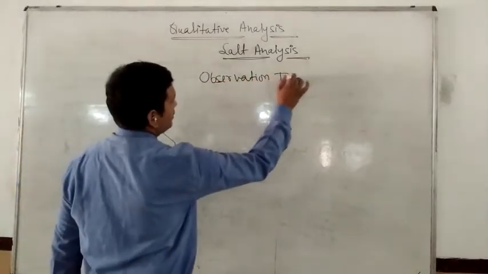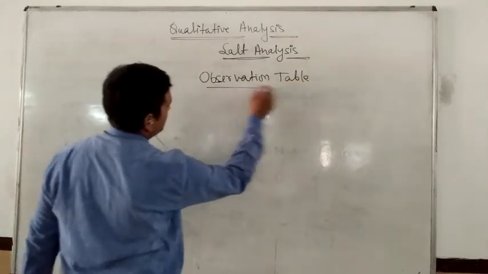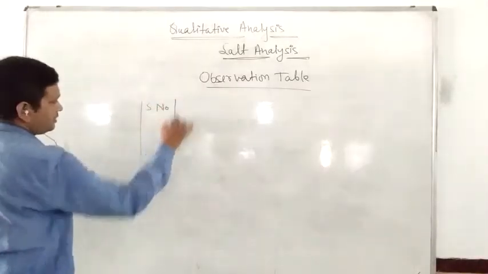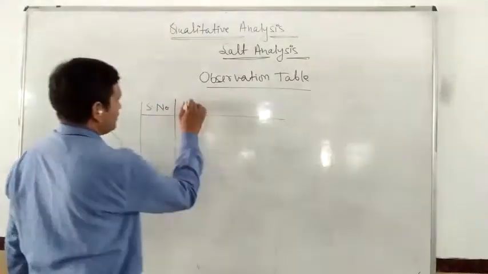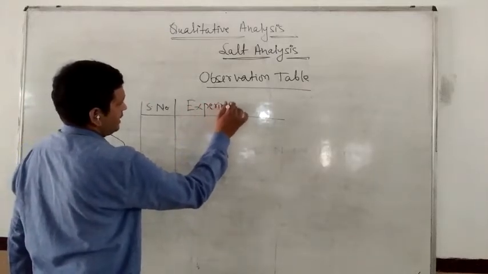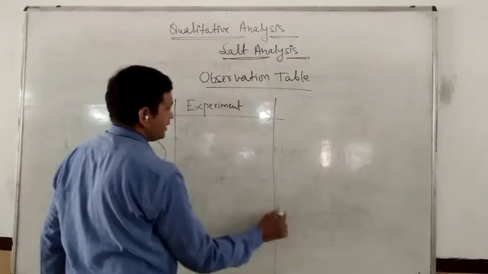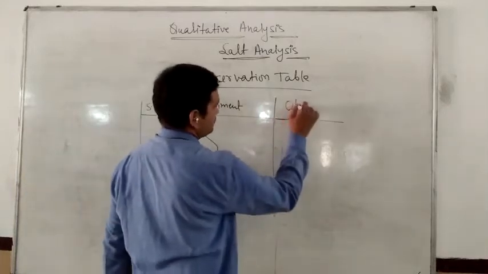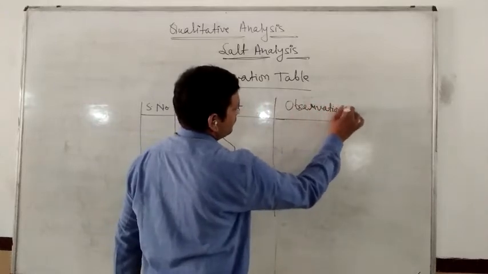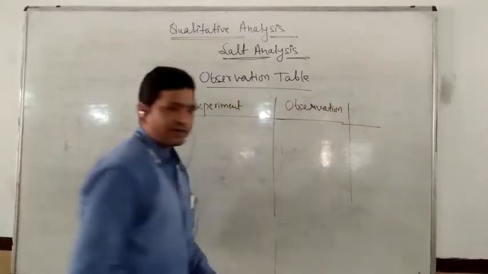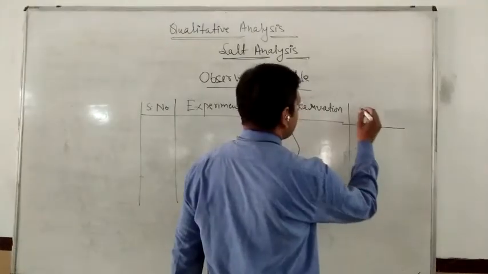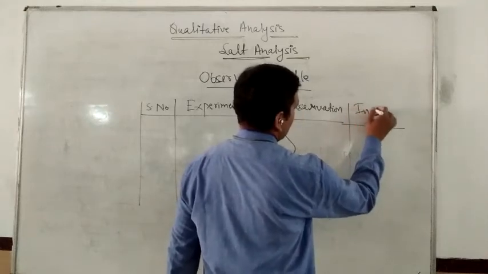Observation table. In the first column I will write serial number. In the second column I will write experiment, what we have done, and in the third column what we have observed, that is the observation, and in the fourth column inference, what we observe, which kind of radicals are there.